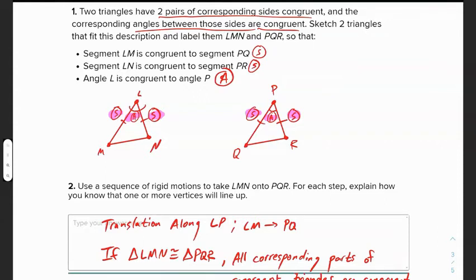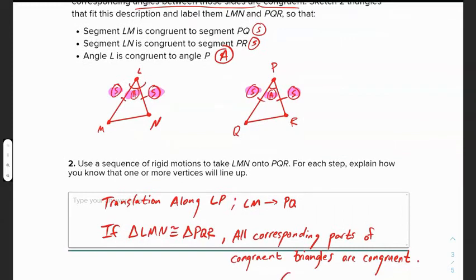All right. If you ever hear somebody say CPCTC, what they mean is corresponding parts of congruent triangles are congruent. Okay, so if you ever see CPCTC, corresponding parts, congruent triangles, congruent. Basically, if the whole triangles are congruent to one another, all their little parts should be congruent to their corresponding parts. Okay, let's move on.